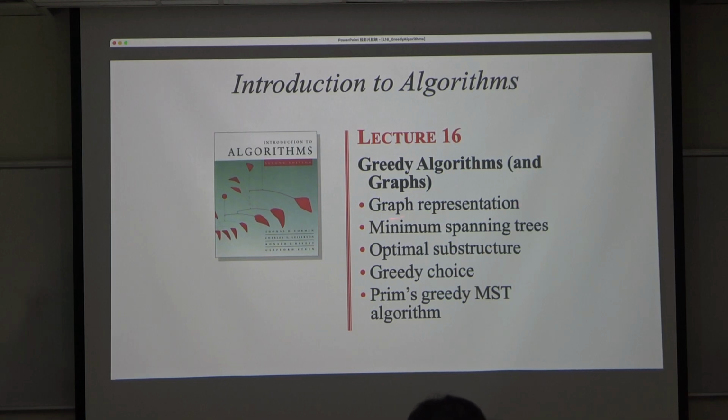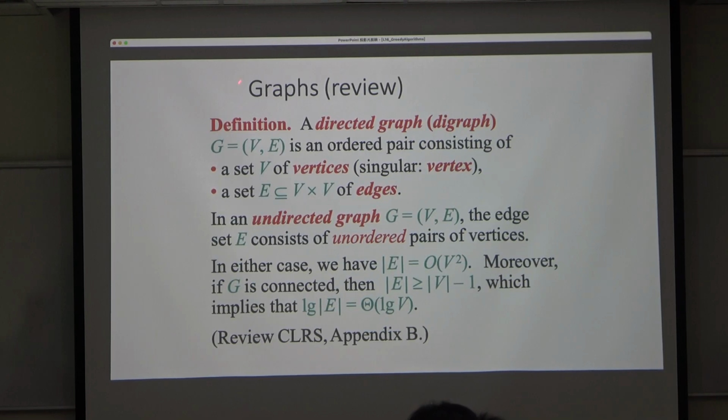Those graph representation topics, I may go through faster. So, greedy algorithm, and also graph. This is a review. I know your data structure class must have covered this part, but again, let me repeat. There are two types of graph. One is a directed graph.